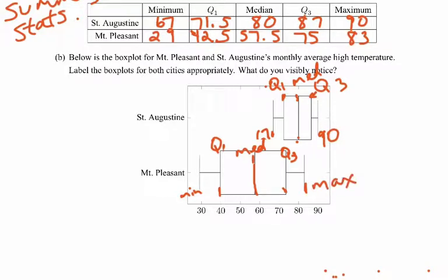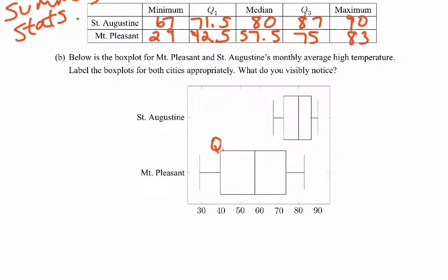What do you notice? So I've got a lot of stuff on here. I'm going to erase everything I have. You've got them labeled on your paper, so I'm going to go ahead and erase everything I have just so we can look at the graphs themselves. But what kinds of things do we notice?